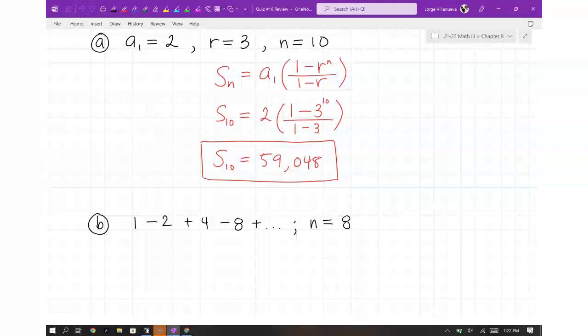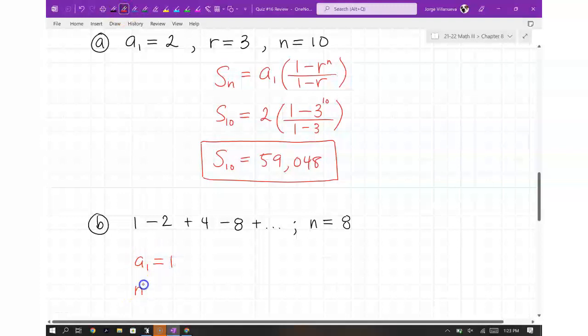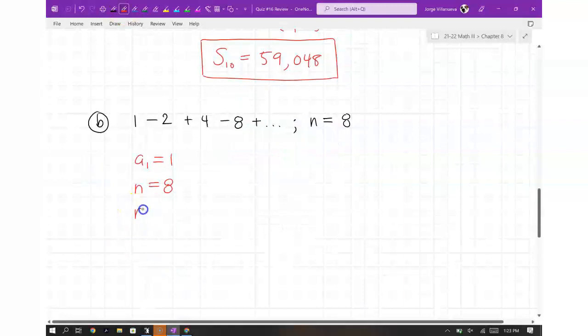So what letter am I missing? What do I not have? My r term, right? I have my a sub 1. I have my n value, right? My n value is 8. My r value, I don't have it, but I can figure it out. But let me write this out really quick. A sub 1 equals 1. N equals 8. R, what's my r value?